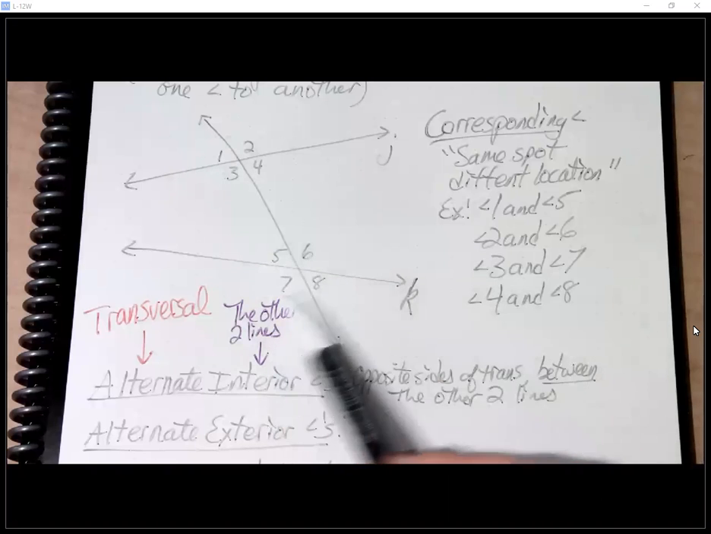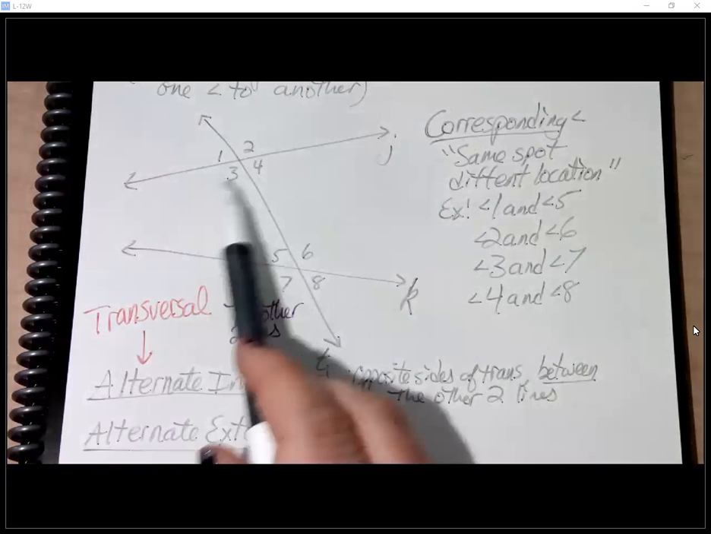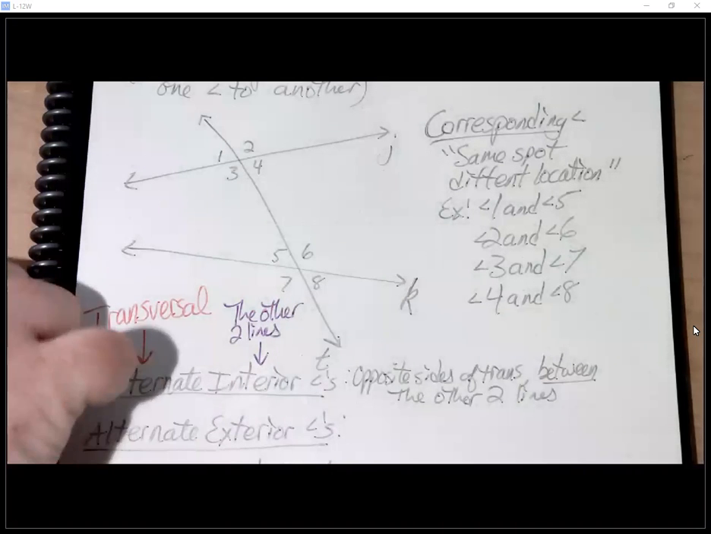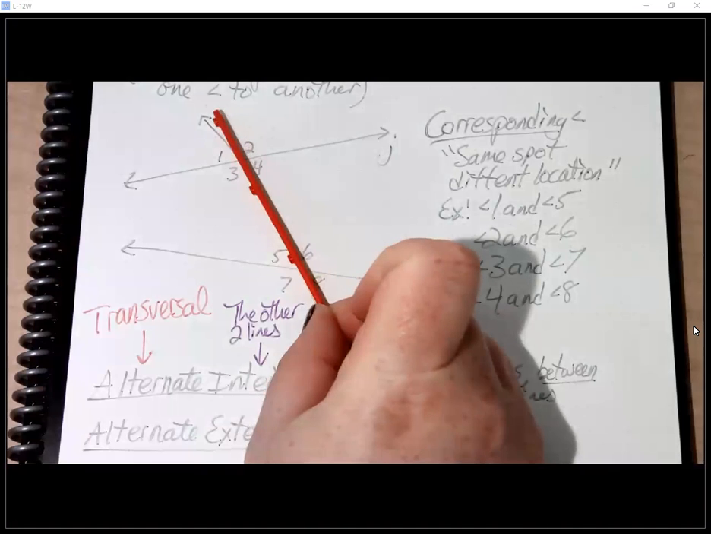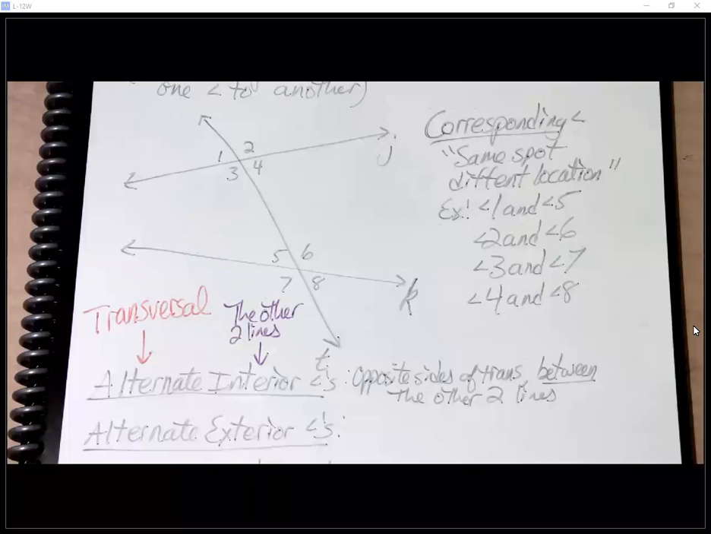So you could say, Riley, you have a guess? 3 and 6 would work. They are alternate interiors. One's on the left and one's on the right of the transversal, right? Here's my transversal right down the middle. So they're definitely on alternate sides. And then they are both in between the other two lines, J and K. So 3 and 6 would work. There is one more pair. Julia. 4 and 5 would be my other pair. Yes. Does everybody see that?